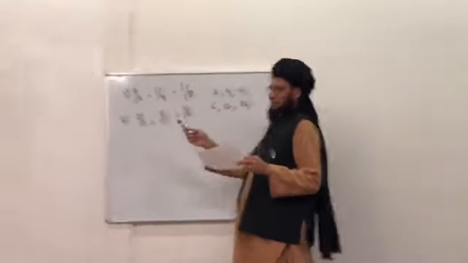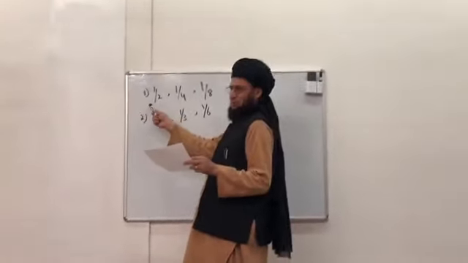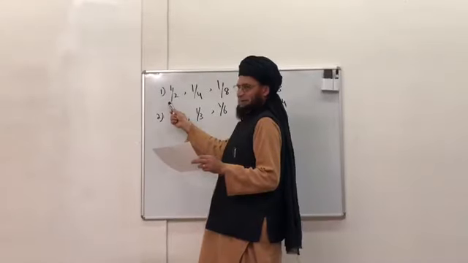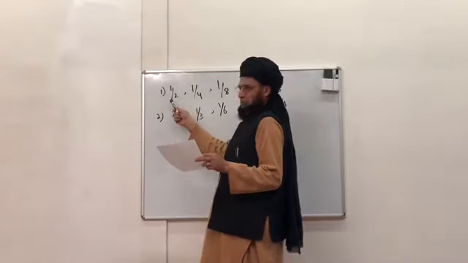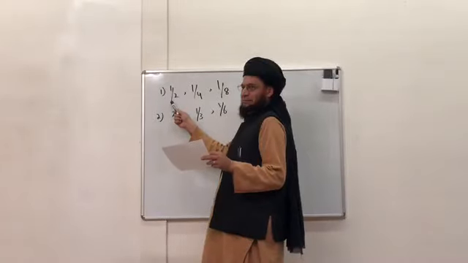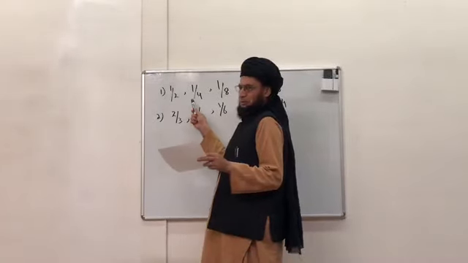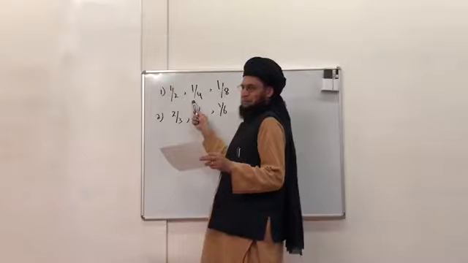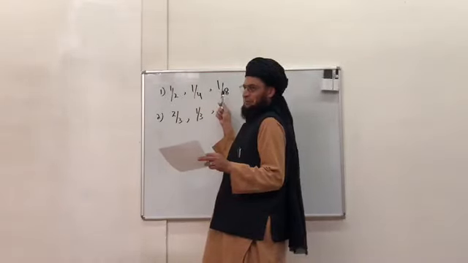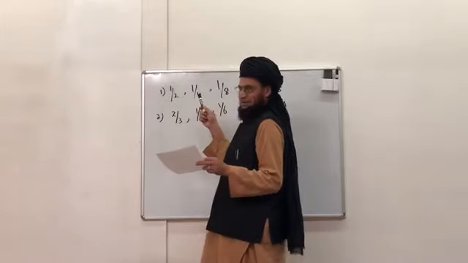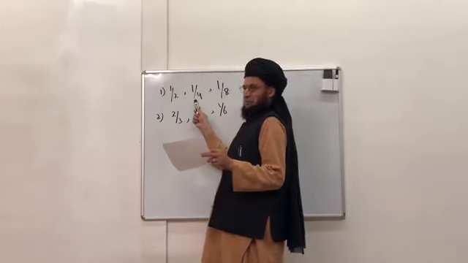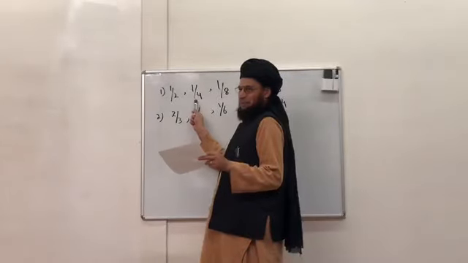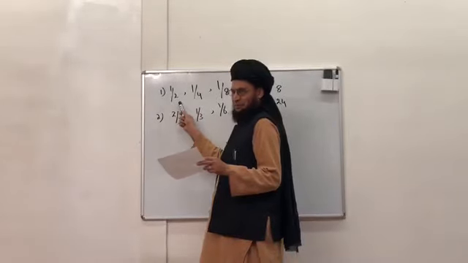Now look, this is the first group. So from this side, you have to divide. Yes? So you will divide half by 2, so that will become 1/4. You will divide 1/4 by 2, so that will become 1/8. From this side, doubling. You will double the 1/8, it will become 1/4. You will double the 1/4, it will become 1/2.